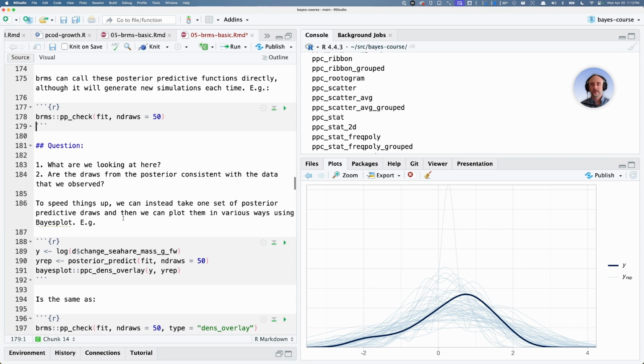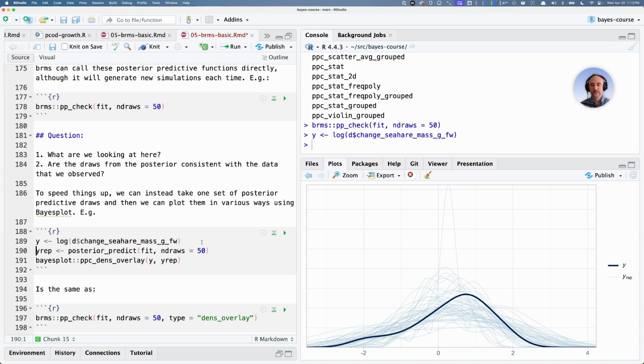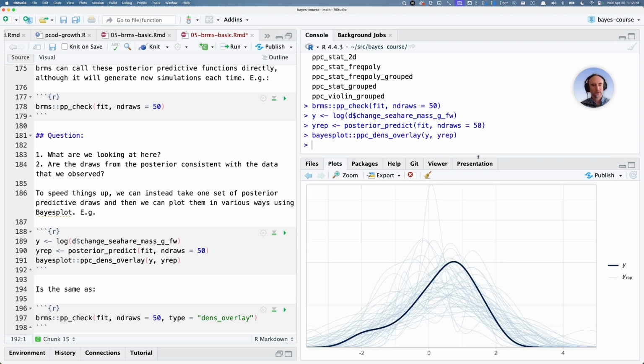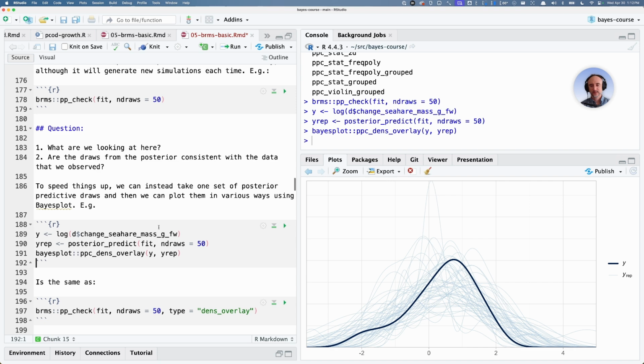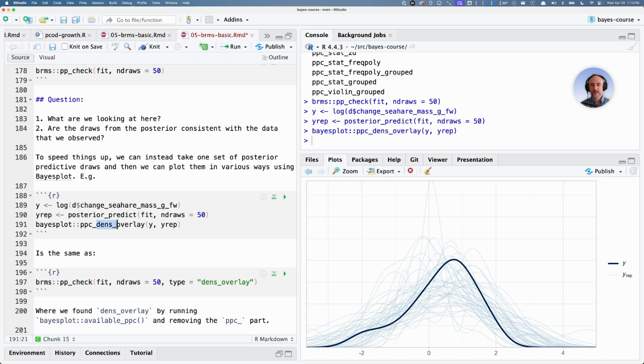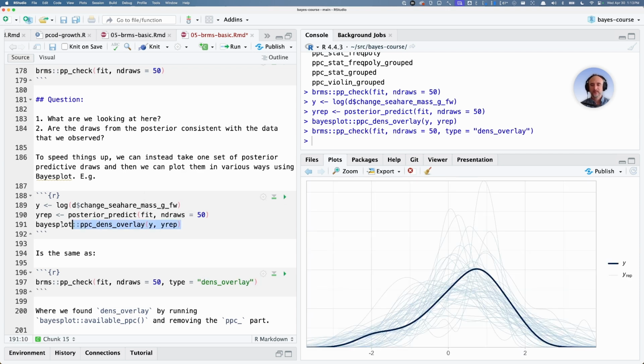So we could have done that ourselves with bayesplot by just extracting the response, the observations, taking 50 replicates using posterior_predict on our model, and then I can pass those to bayesplot like I was doing before to create our visualization. And the way that these 2 things interact with each other is that there's a type argument in pp_check, and that corresponds to everything after the ppc underscore. So type equals dens_overlay is the same thing as that. So doing this is the default, and that's the same as this.